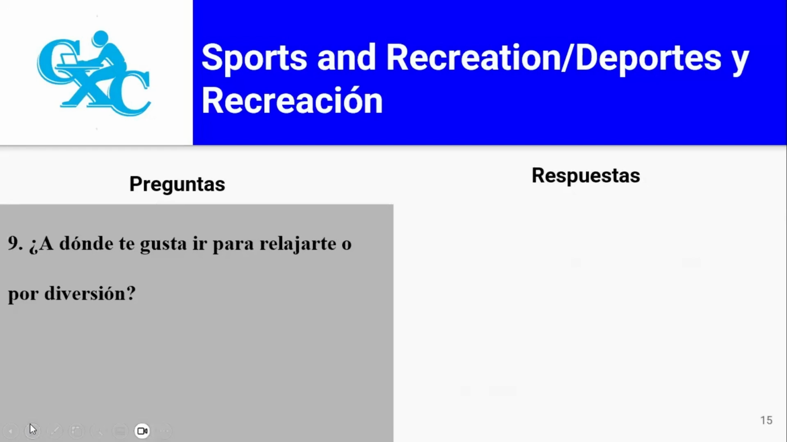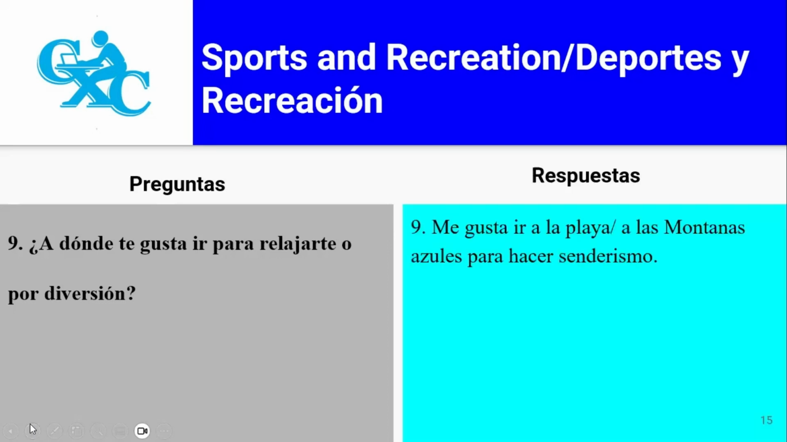¿A dónde te gusta ir para relajarte o por diversión? So where do you go to relax or for entertainment, all right? Or for enjoyment? Let's look at some possible responses. Me gusta ir a la playa, a las montañas azules para hacer senderismo. Excelente. All right. Senderismo, that's hiking, okay? So hacer senderismo, that's what you say, to hike, okay? So I like to go to the beach, or I like to go to Blue Mountains to hike.